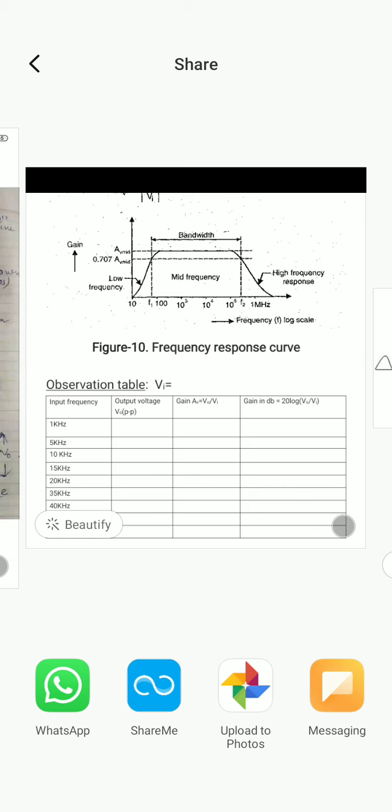This is the frequency response curve. Here F2 is the higher band frequency and F1 is the lower band frequency. This is the mid band frequency range, that is the bandwidth. The high frequency response and low frequency response are denoted by F2 and F1. We will plot the frequency response curve on semi-log graph paper.